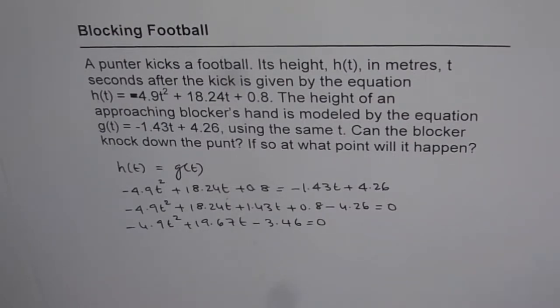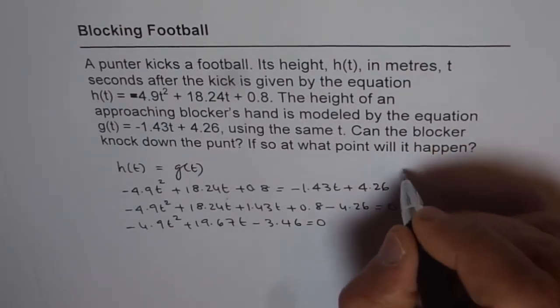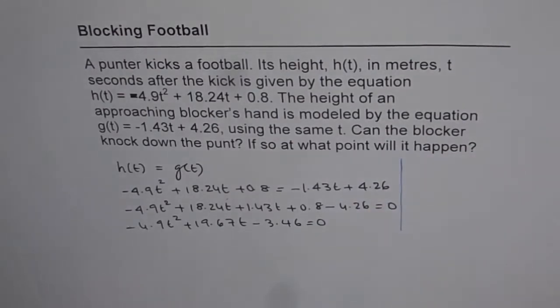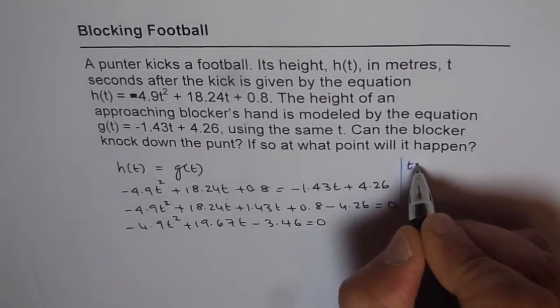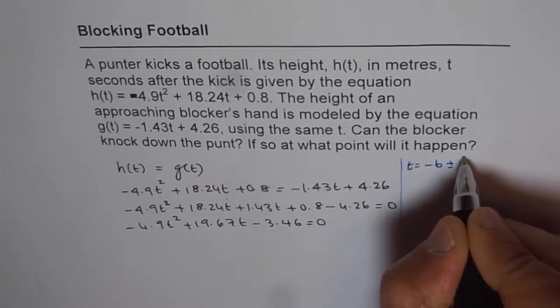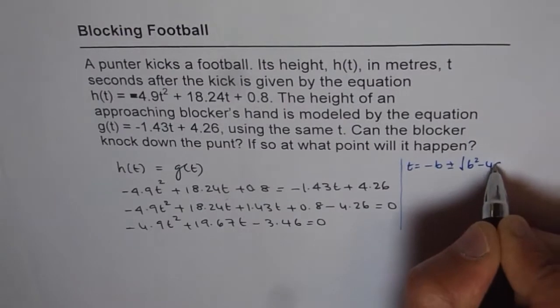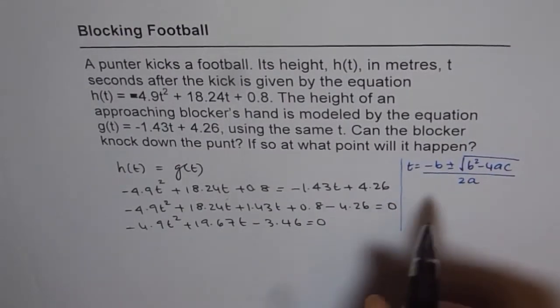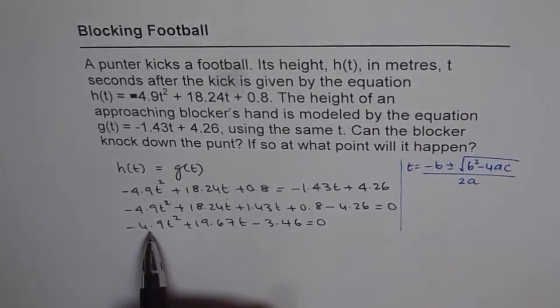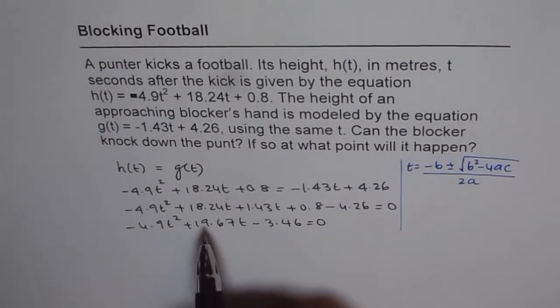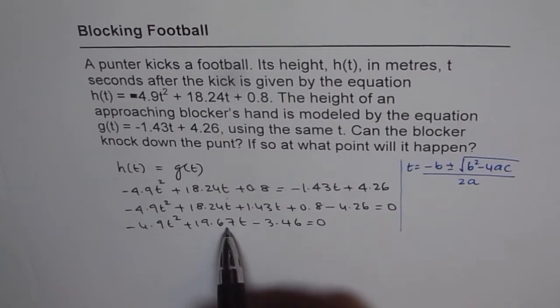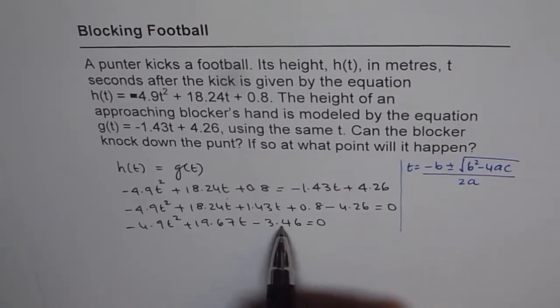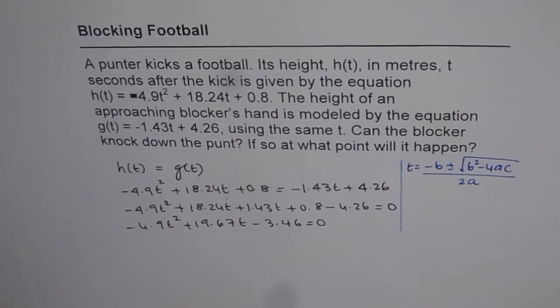The quadratic formula is, if you remember, you have to remember the quadratic formula when you are doing these kinds of equations. It is t equals minus b plus or minus square root of b square minus 4ac, divided by 2 times a, right? Now here a is minus 4.9, b is 19.67, and c is minus 3.46. So let's substitute these values and find our answer.